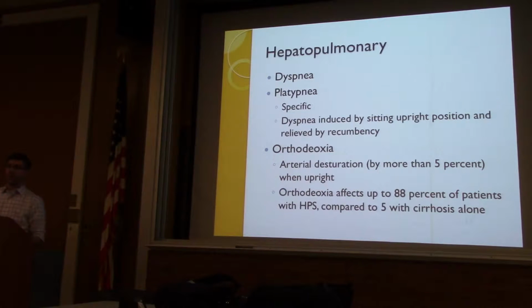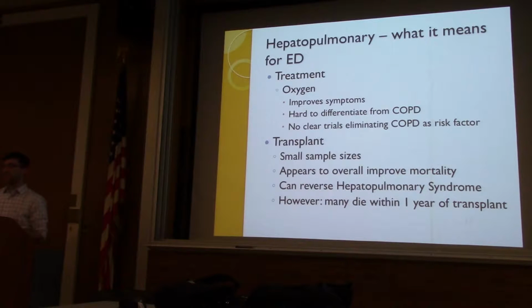But what really defines hepatopulmonary syndrome is platypnea and orthodeoxia. What happens is that when you have increased portal pressure, you get intrapulmonary vascular dilations, and you get new blood vessels that form. The blood pools at the bottom of the lung, so when someone is sitting up, they're short of breath. When they lie down, they feel better because you no longer get preferential flow to the bases of the lungs. And so what you'll see is a difference in PaO2 when you do the ABG, and that's actually how you make a diagnosis of hepatopulmonary syndrome. Oxygen and transplant are the treatments for hepatopulmonary syndrome.